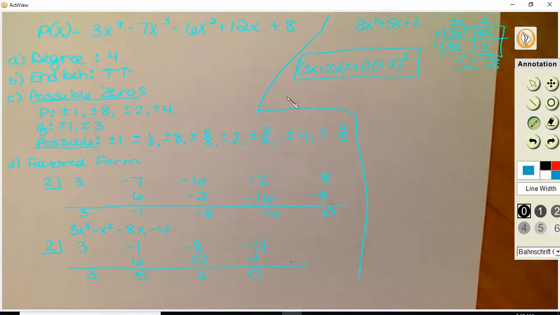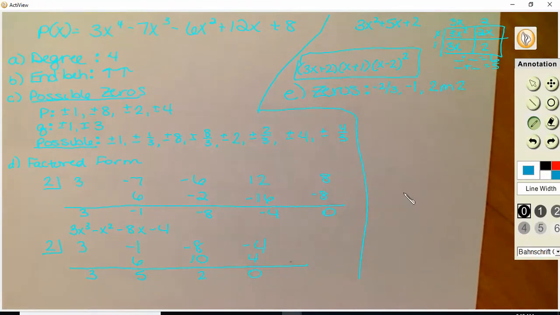What if I asked you for the zeros of this? If you set each parenthesis equal to 0, what makes 3x plus 2 equal 0? -2/3. What makes x plus 1 equal 0? -1. And x minus 2? 2, multiplicity 2.